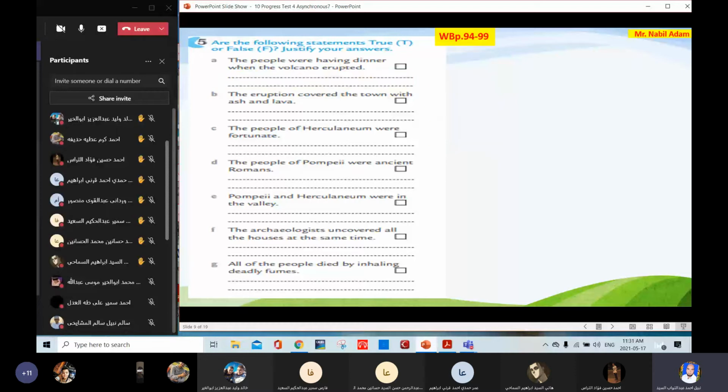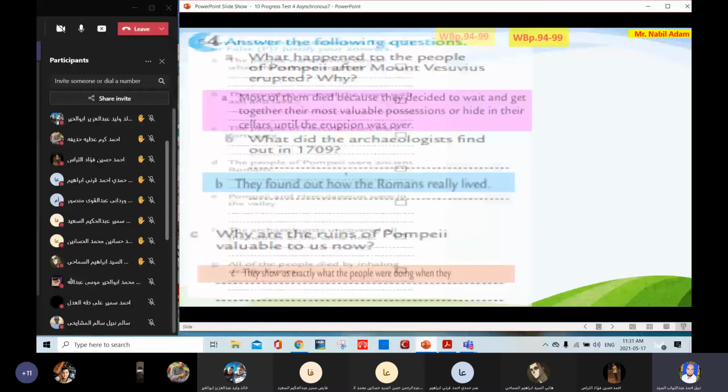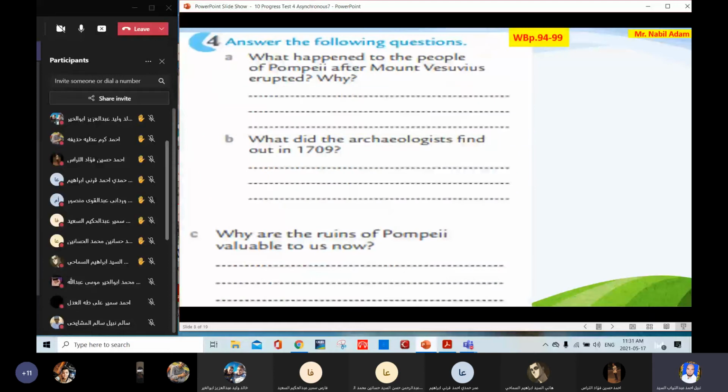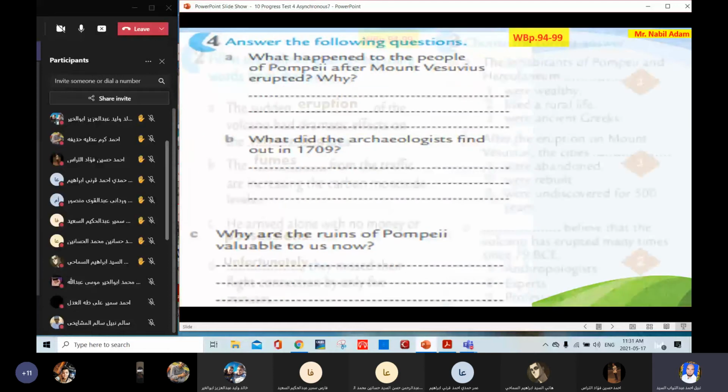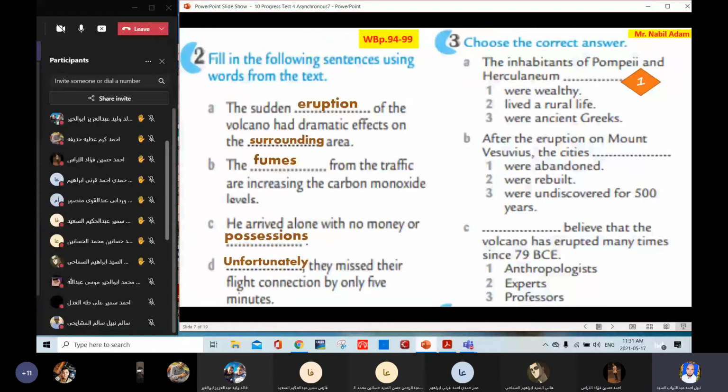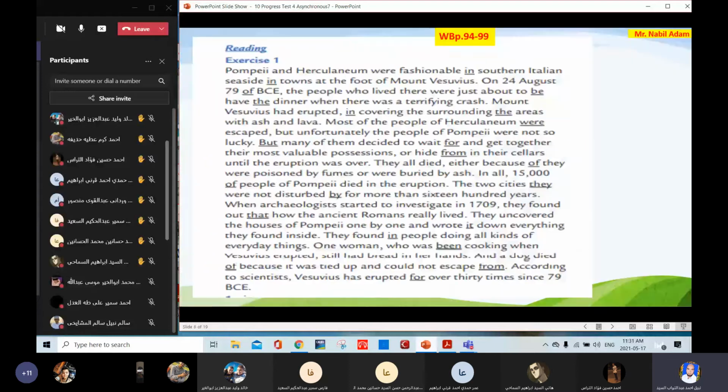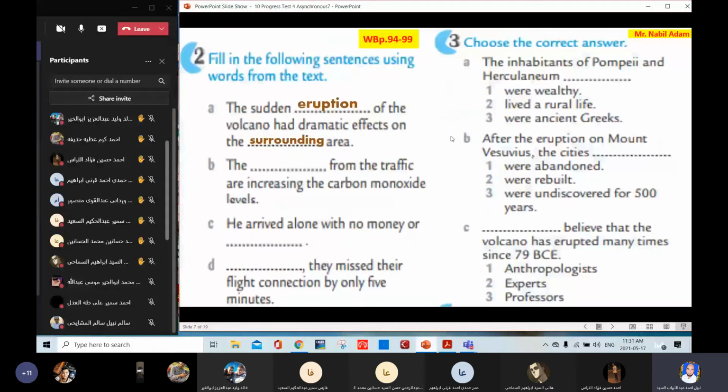Let's go to the passage and find the text. Here. But unfortunately, the people of Pompeii were not so lucky. Most of the people of Herculaneum escaped. Yes, this is true. يبقى هنا معظم الناس اللي كانوا في مدينة هركولانيوم هربوا. أما معظم الناس اللي كانوا في مدينة بومبي كانوا غير محظوظين لأنهم ماتوا. معظمهم ماتوا. So you are right, Ahmed. Thank you. So it's true.